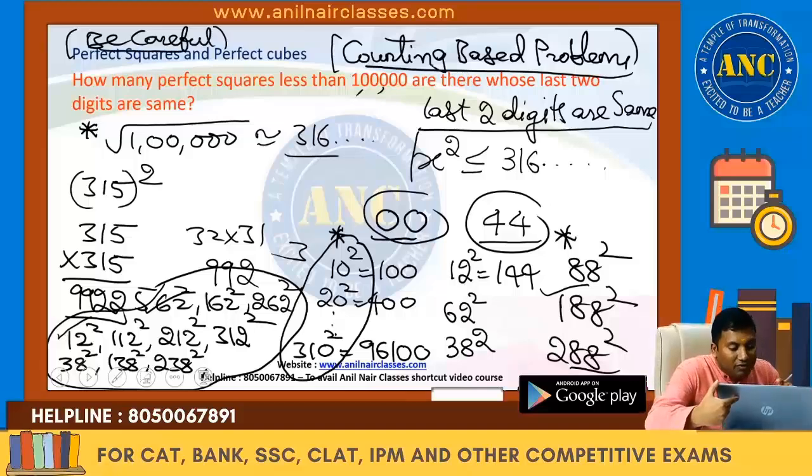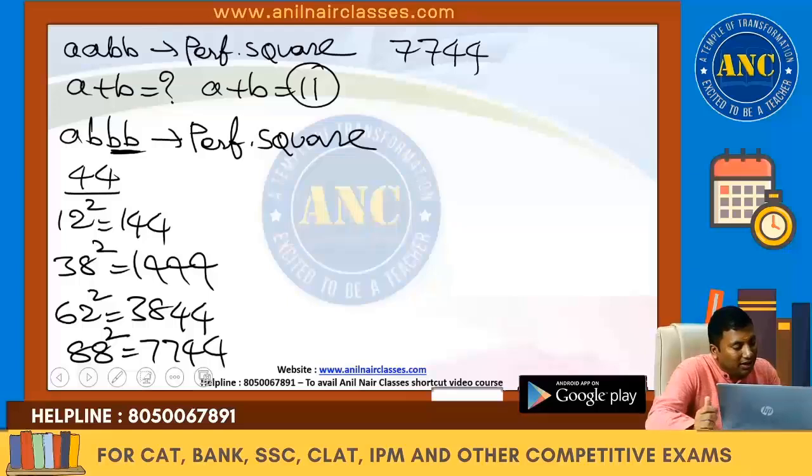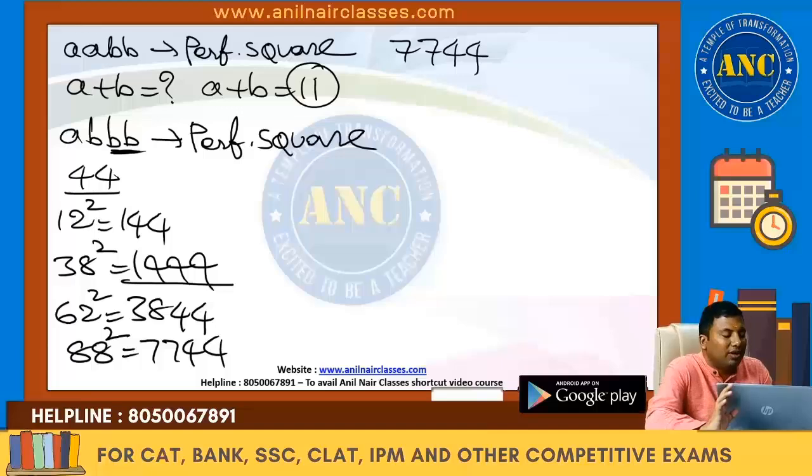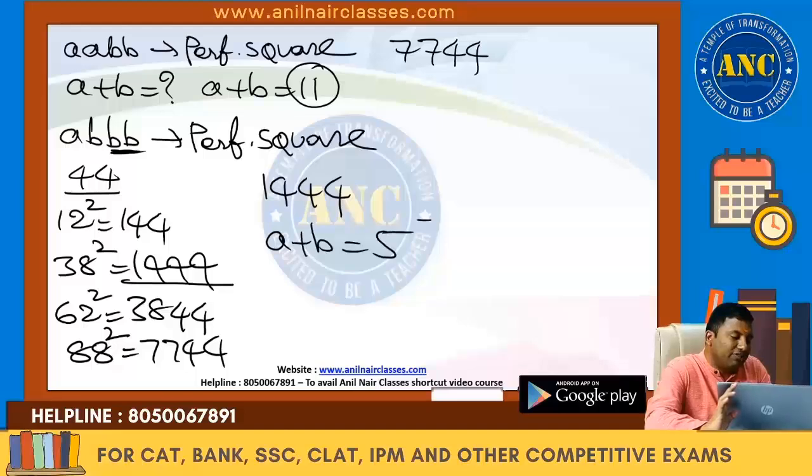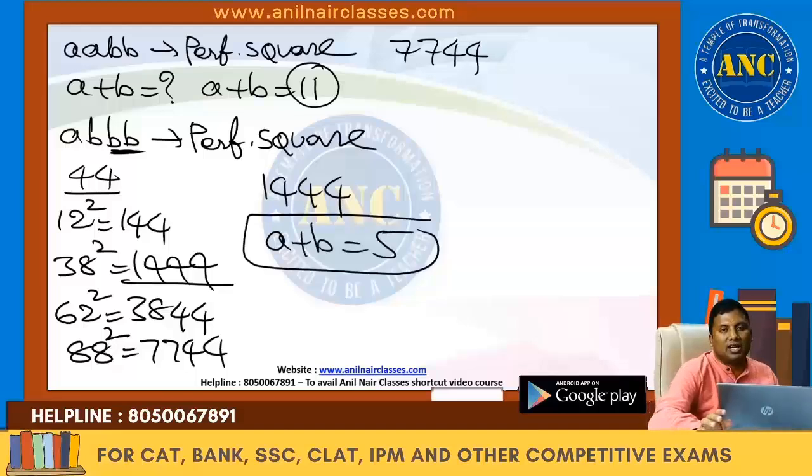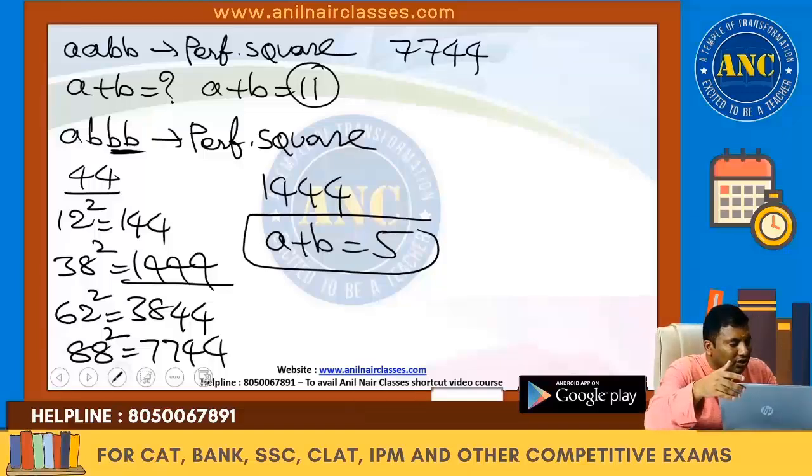Next one. When we are doing this, suddenly that came into our mind. Now, A triple B is a perfect square. A triple B value is 1444. So A plus B value is nothing but 5. I hope it is clear. Like this, you can create and solve an innumerable number of questions.